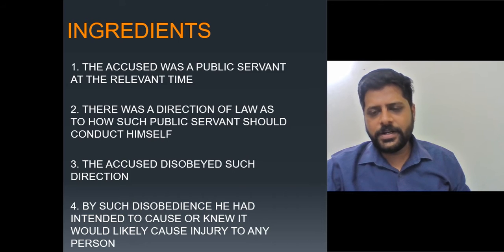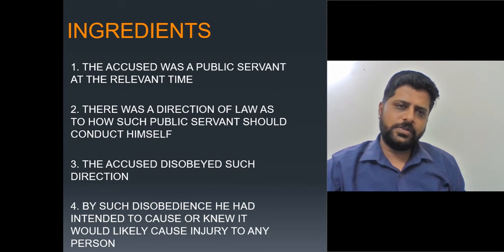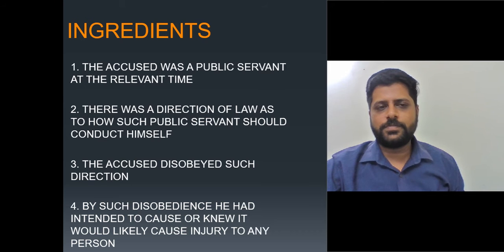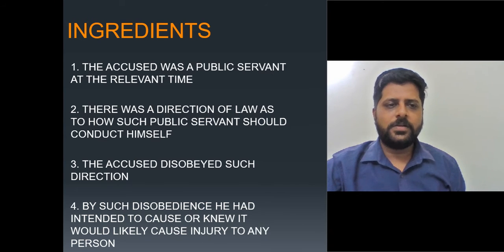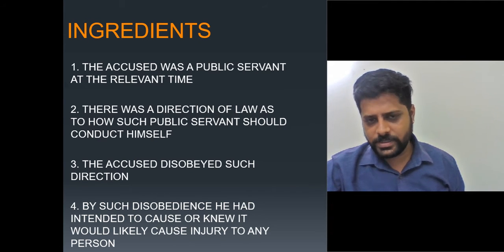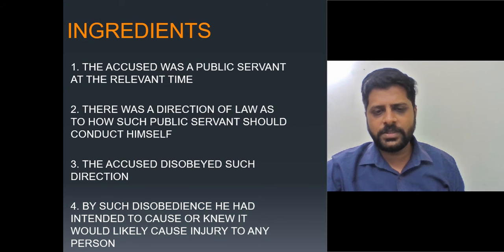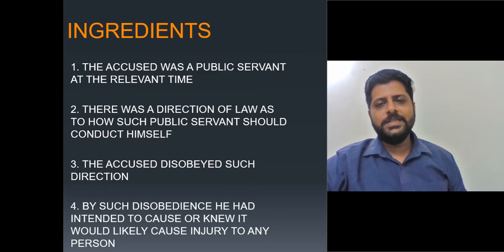As I said, I have told you the ingredients. So again, if you want to go through the ingredients: first, the accused was a public servant at the relevant time. Second, there was a direction of law as to how such public servant should conduct himself, and the accused disobeyed such direction, and by such disobedience he had intent to cause or knew it would be likely to cause injury to any person. Then in that case the person is liable under section 166.